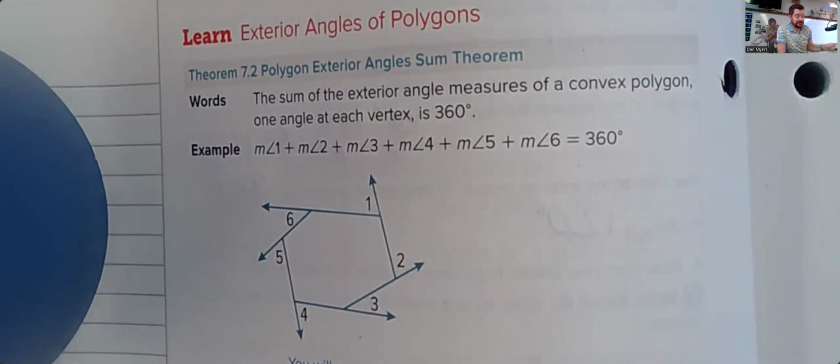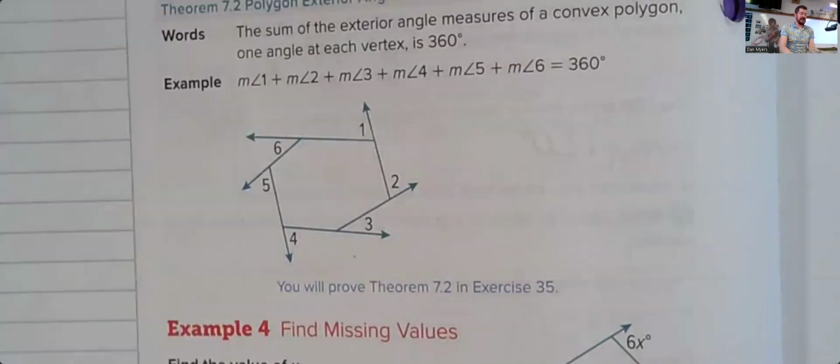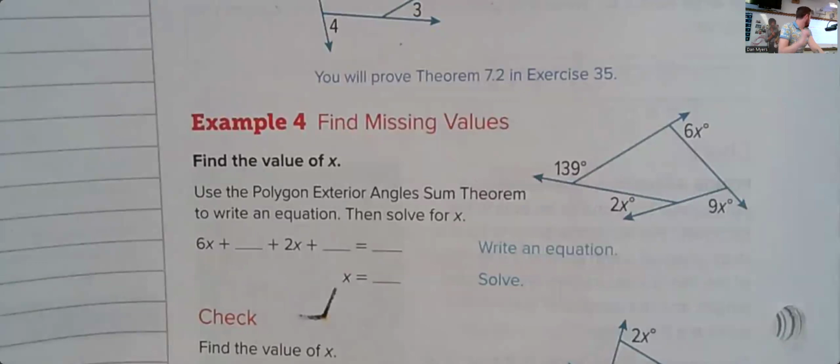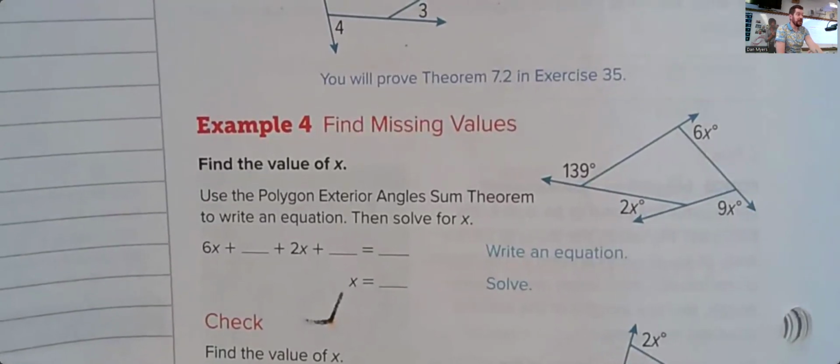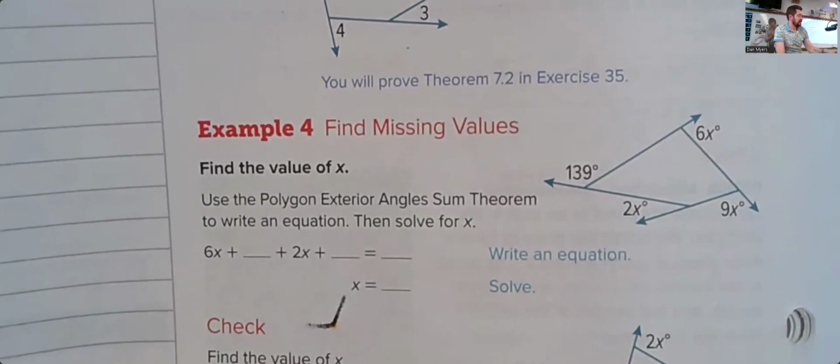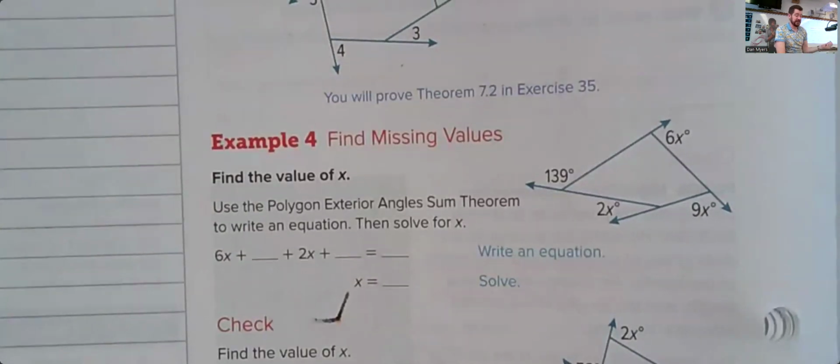All right. So example 4, here we go. Find the missing values. This is basically what we did before, except we don't have to figure out what they add up to this time. We know they just add up to 360. So these actually, in some ways, are a little bit easier.